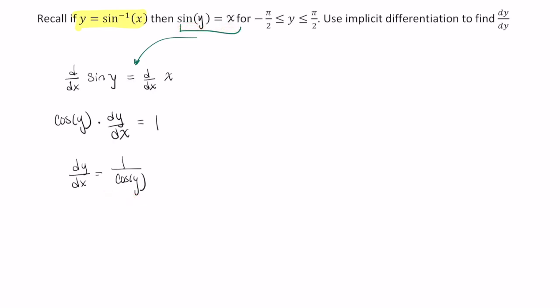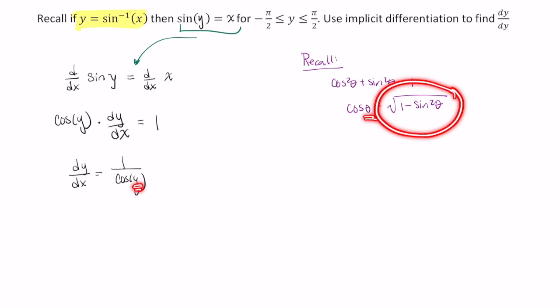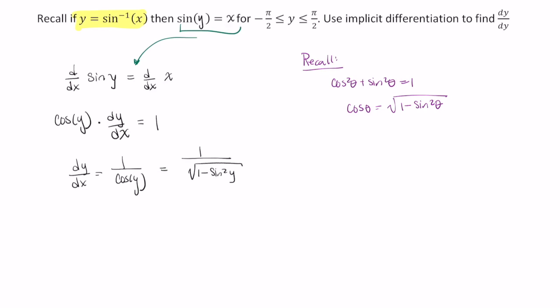So recall from either pre-calculus or trigonometry that cosine squared theta plus sine squared theta is equal to 1. This tells me that cosine theta is equal to the square root of 1 minus sine squared theta. And that's almost what we have here. If we replace this theta with y, we know that cosine of y is the square root of 1 minus sine squared y. So dy dx is equal to 1 over the square root of 1 minus sine squared y.